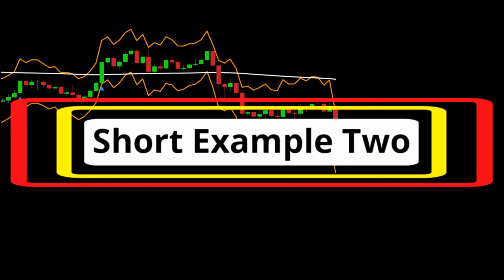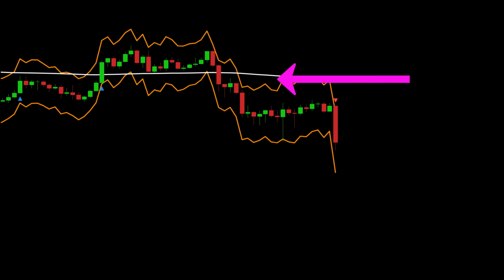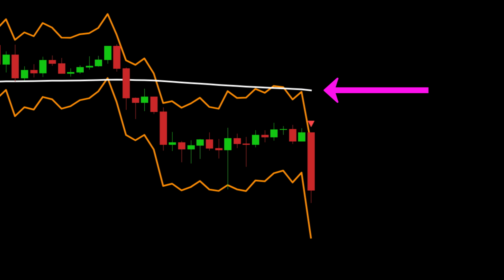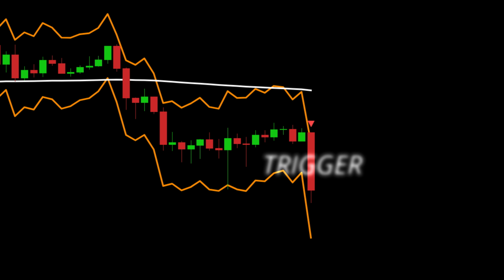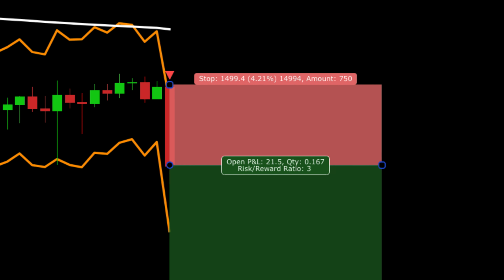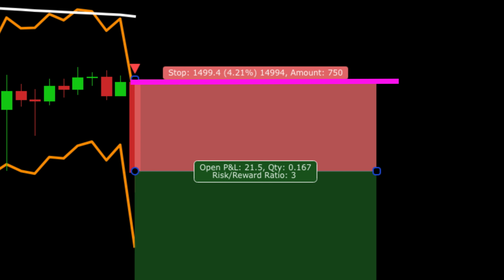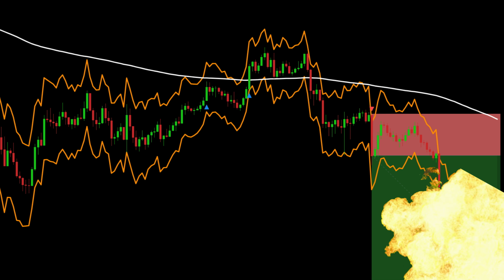I am going to show you one more quick short example. Price is trading below the 200 EMA. There is a Breakout Finder sell signal in red. This is our trigger candle. The stop is placed at the ATR band in orange, and the target is 1 to 3. The profit target is hit on this trend continuation pattern.